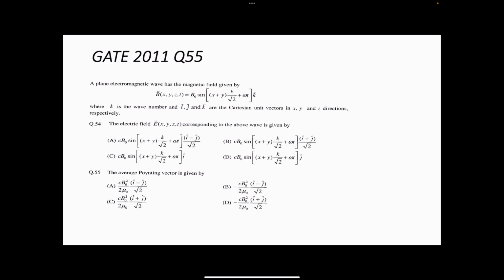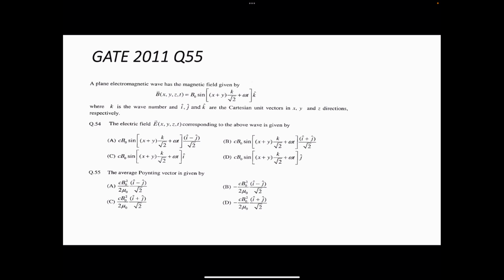The question information is that a plane electromagnetic wave has the magnetic field given by this, where we can see that B, which is a function of space and time, is equal to B naught k cap, because B naught is a constant vector. So B naught vector means B naught k cap, z direction, sine of (x plus y) k by root 2. This is the wave information given in the argument of the sine. It is given, and all other things are known. k is the wave number; i, j, k are the Cartesian unit vectors in the x, y, z directions respectively.